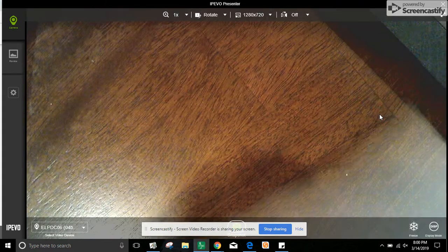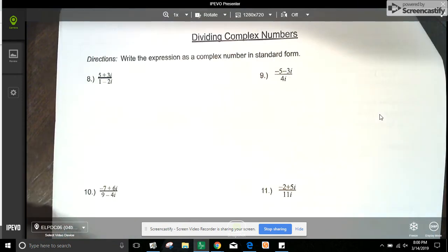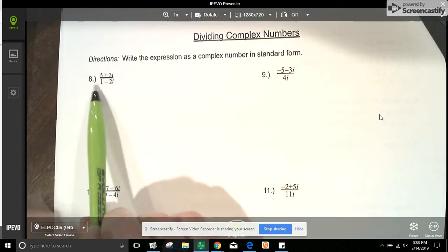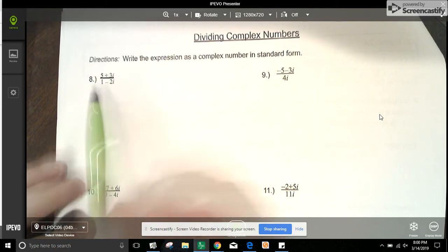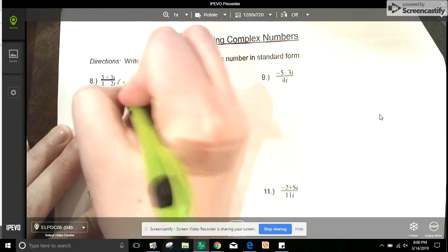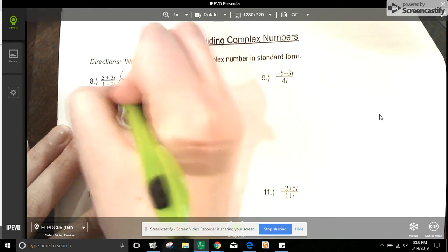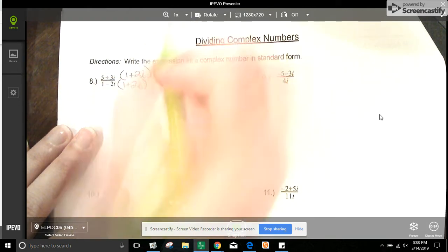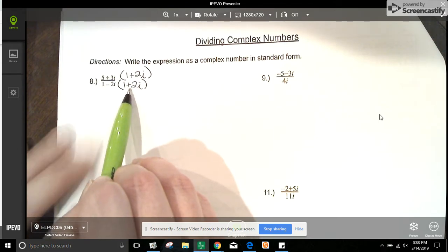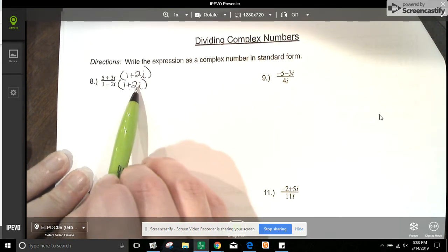And then when we go to the back for division, what you want to do is you want to get rid of any i's in the denominator. So how you do that is you multiply the top and the bottom by the conjugate, meaning the opposite sign of the denominator. So this is minus 2i, so I'm going to multiply by plus 2i. And I'm just going to FOIL at the top and FOIL at the bottom.